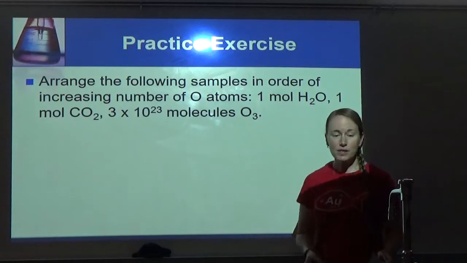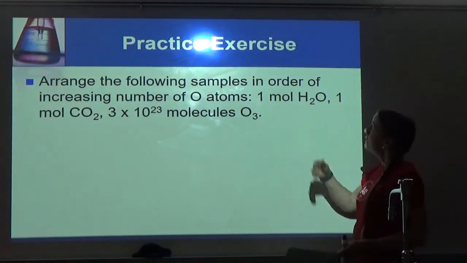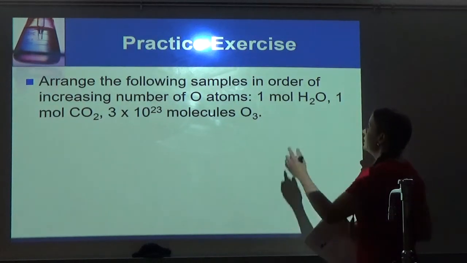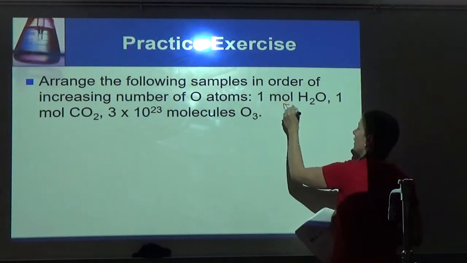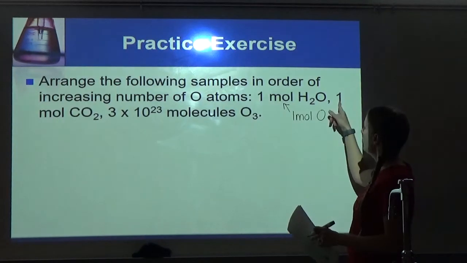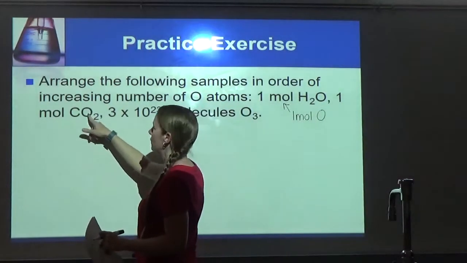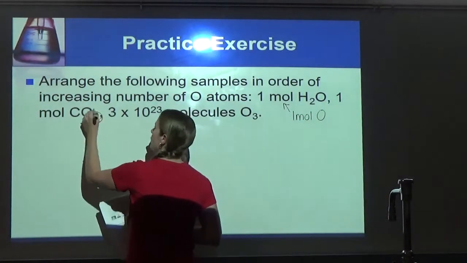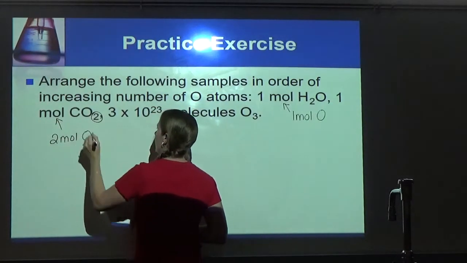So maybe try this one on your own real quick and then we'll look at it together. It says arrange the following samples in order of increasing number of oxygen atoms. I can see 1 mole of H2O, so there's only 1 O, so this is going to be 1 mole of oxygen. We have 1 mole of CO2. Even though it seems like it's 1 mole, we're getting 2 oxygens for this one, so this is actually 2 moles of oxygen.